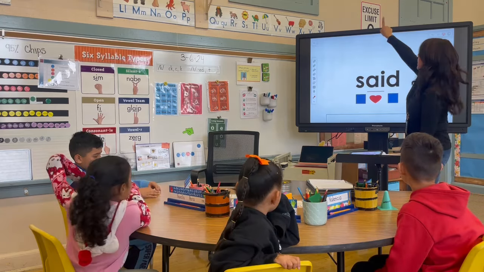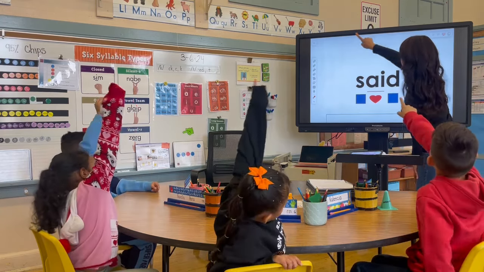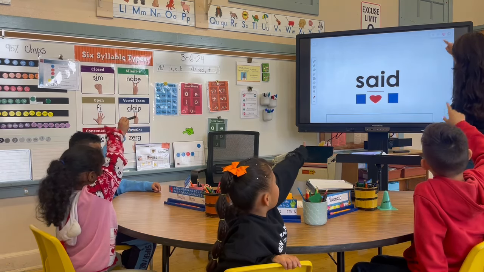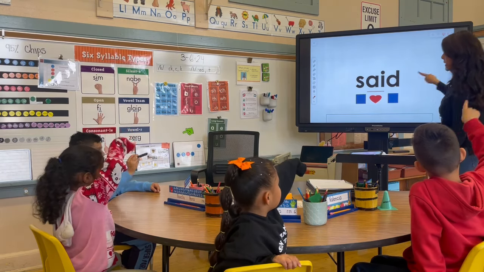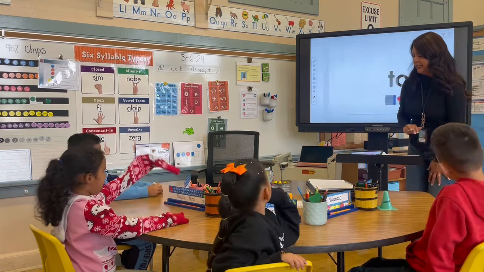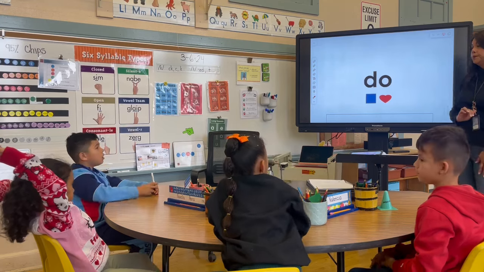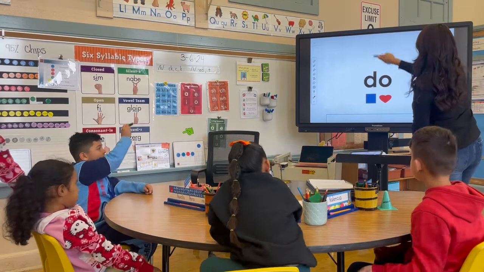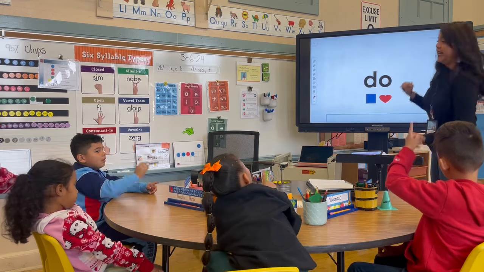Let's spell it. S. Let's get your hand, put it in the sky, and let's spell it. S-A-I-D. And what does it say? Said. Next one. Who knows this one? Nayala? To. Let's skywrite. Ready? T-O. And it says to. Okay? What's this one, Fernando? Do. Let's skywrite. D-O.